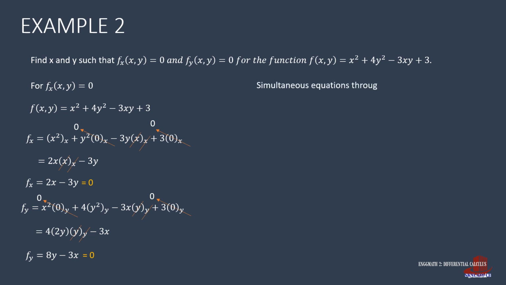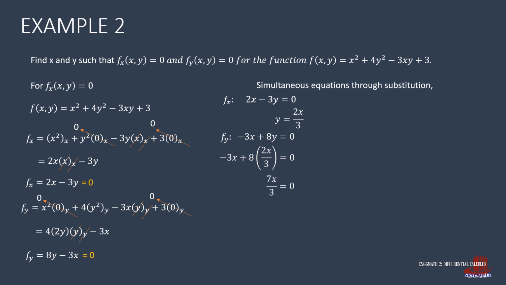With simultaneous equations, this time using substitution, f sub x, which is 2x minus 3y as 0, can be transformed as y equal to 2x over 3. Use this function into f sub y, which is negative 3x plus 8y as 0, to have 7x over 3 equal to 0, where x is also equal to 0. y is then computed by placing x into the function, where y turns out as 0. Thus, the values of x and y fitting the conditions are 0 and 0.